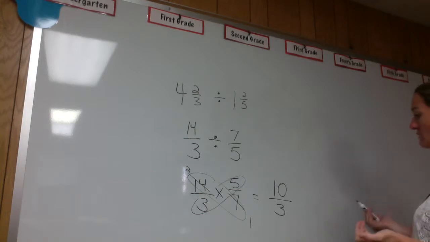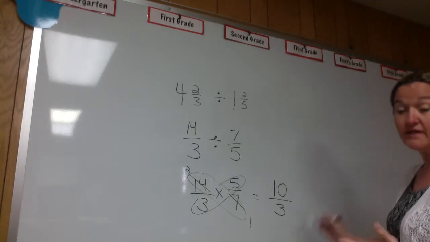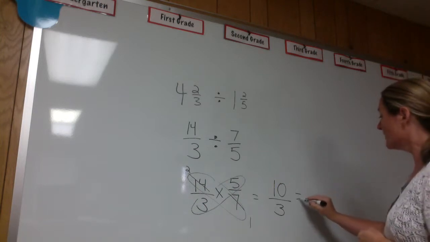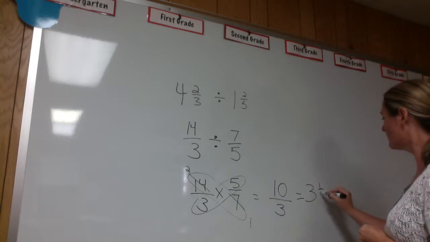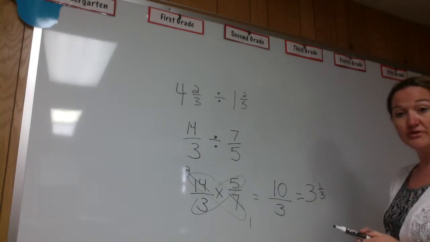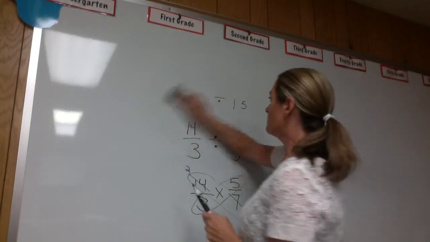Now I'm ready for my last step. My answer is an improper fraction, so I need to turn it into a mixed number. 3 goes into 10 3 times with a remainder of 1, so 3 and 1/3 is my answer. Okay, let's work a couple more.